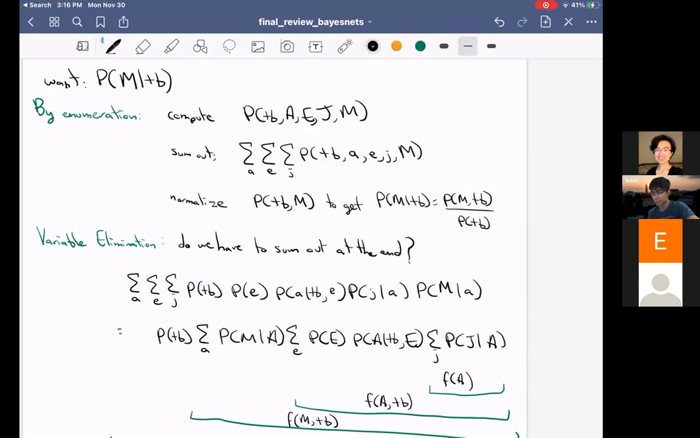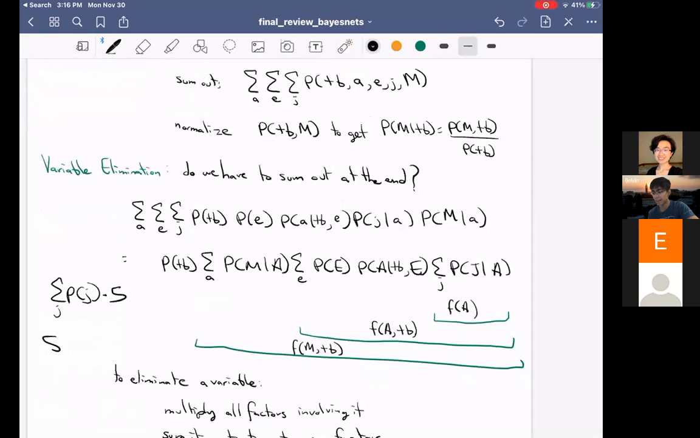And so this is just like, for example, if I had the sum over J of P of J times 5, right? I can just move the 5 outside, and this summation is the same, because relative to J, this is just a constant. It doesn't change with respect to J. So if we just rearrange this, we notice that we can do this a lot better.